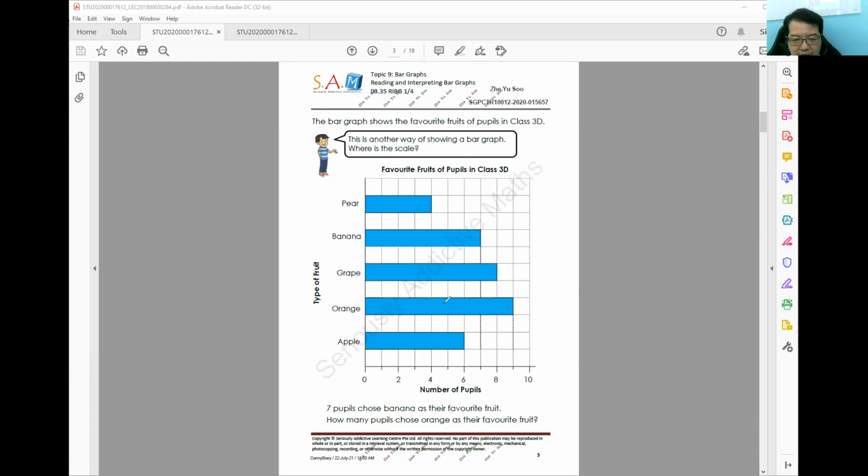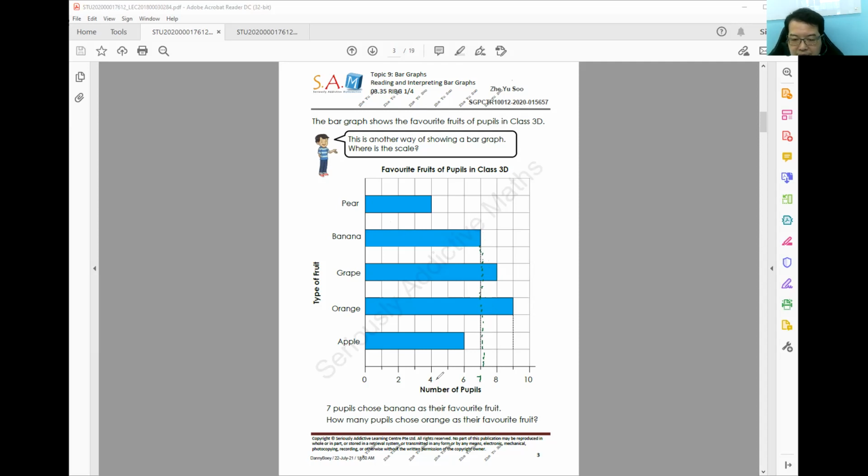And then if you were to read it, so for example, how many pupils chose banana as their favorite food, right? So let's look at it here. Banana, right? You can just use a ruler to match it up. And this is 7, isn't it? All right. So 7 pupils chose banana as their favorite fruit.